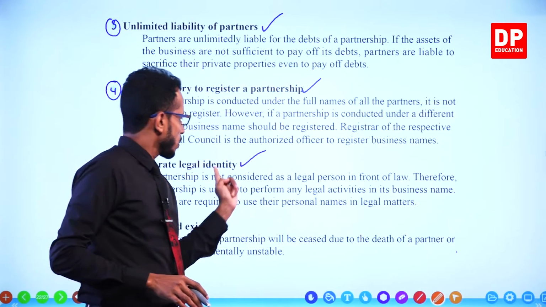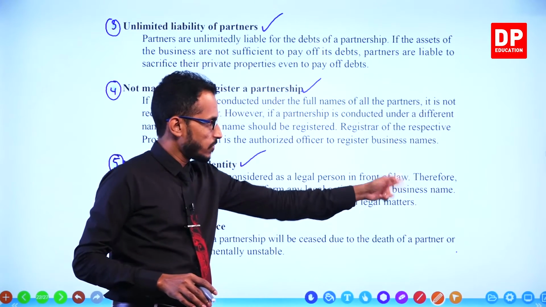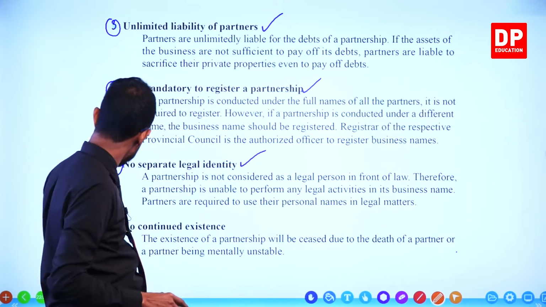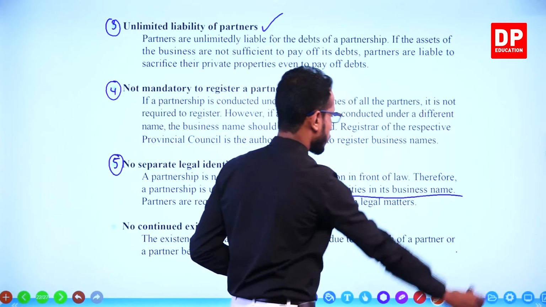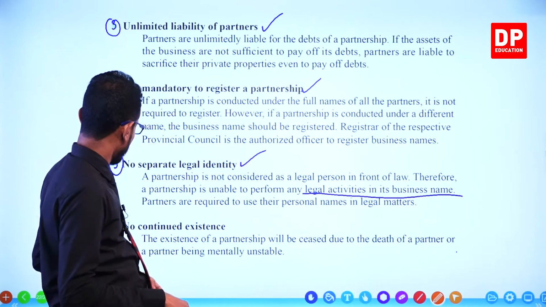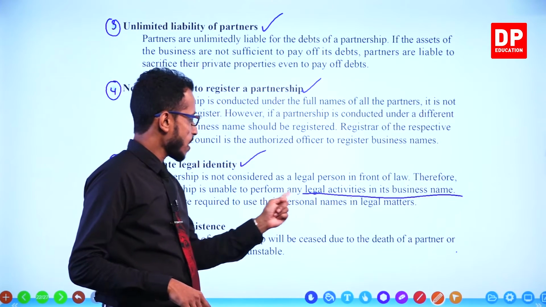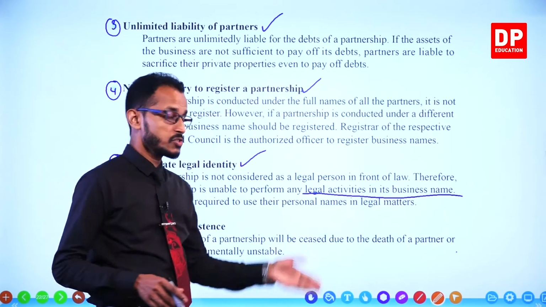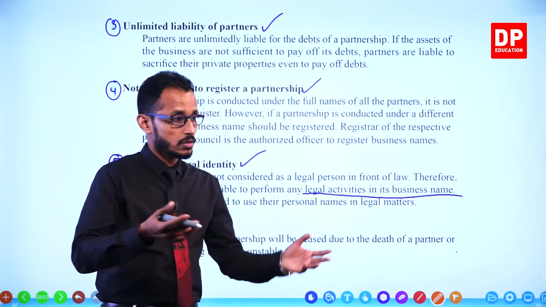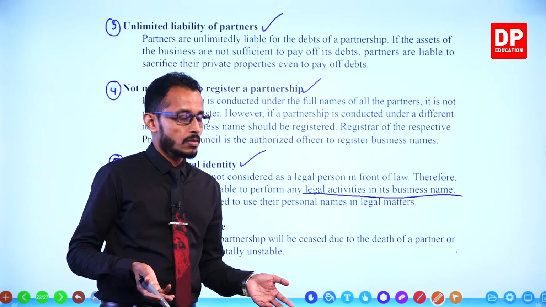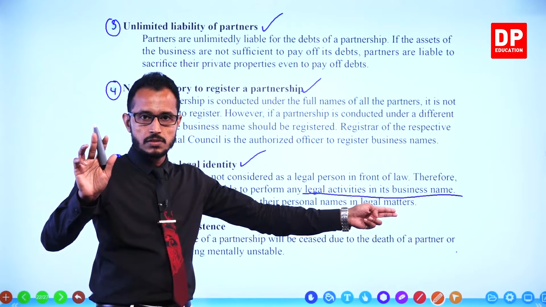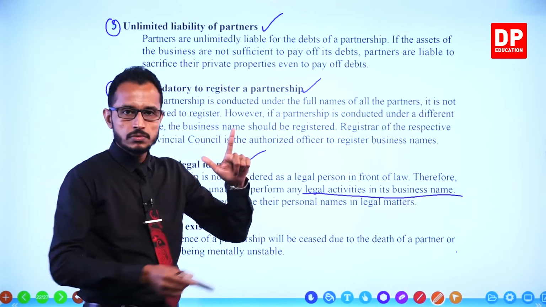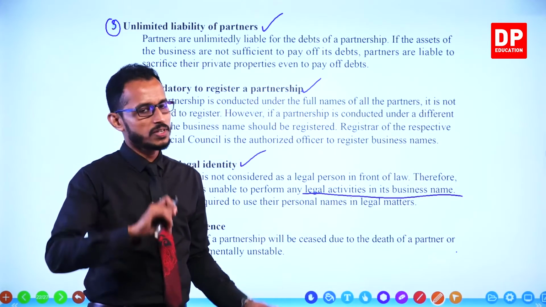Okay. Partnership is not considered a legal person in front of the law. Therefore, a partnership is unable to perform any legal activities under its business name, right? Partners are required to use their personal names in legal matters. Say the construction business needs a lorry or an excavator or a backhoe, the business cannot purchase or take a loan under the business name. Either Kavishka or Hiruna, whoever the owners are, they should purchase.